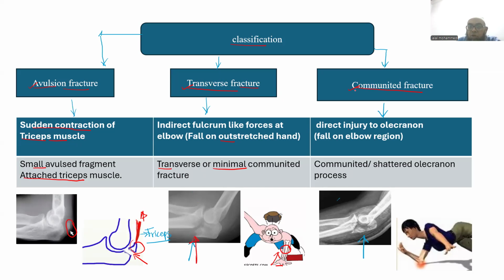And the third one is a comminuted fracture. It happens following a direct injury to the olecranon due to a fall on the elbow joint. The forces are transmitted over the tip of the olecranon here, so the fracture is comminuted and the olecranon is shattered into pieces. If you see here, this is the direct injury to the olecranon with multiple pieces. This is how the comminuted fracture looks, and sometimes there is a dislocation of the elbow joint also.